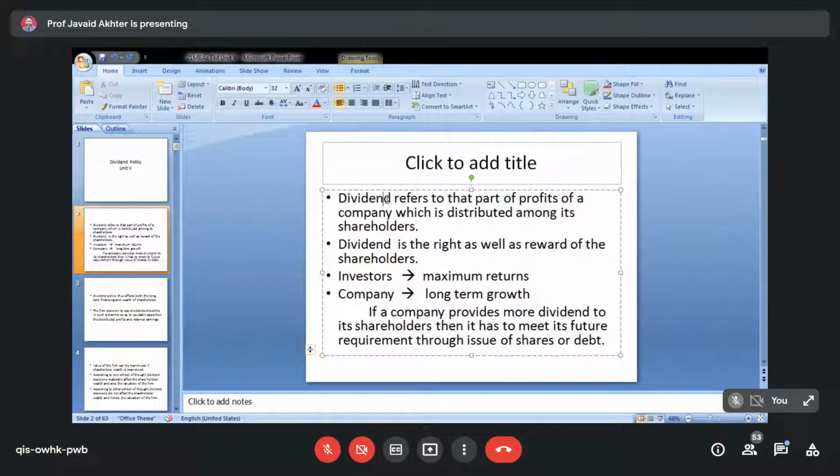Now, what are the expectations of investors, that is the shareholders? They want maximum returns. And what is the objective of the company? It wants long-term growth. Now here, something to be explained. Long-term growth: if there is no retention, there will be no growth. I'll repeat: if there is no retention, there will be no growth. Do you agree with this, or should I explain it with the help of some example? Let me repeat: if you do not retain money, growth will not be possible.